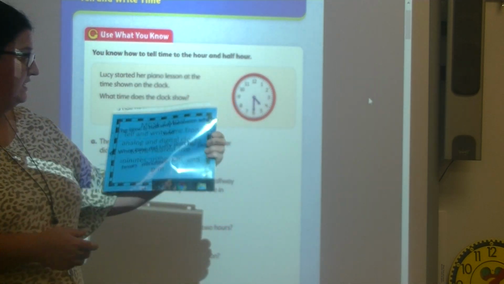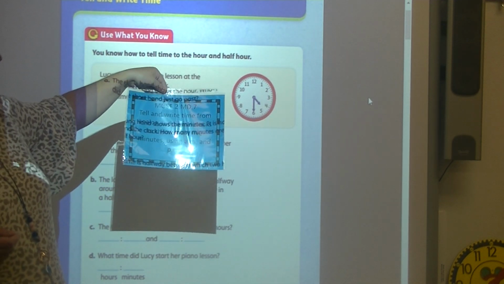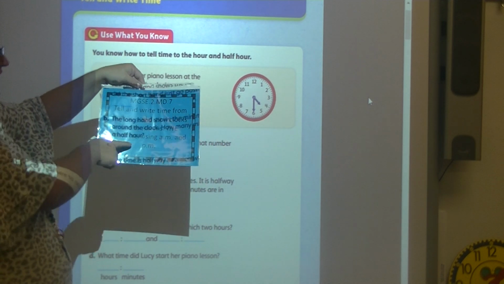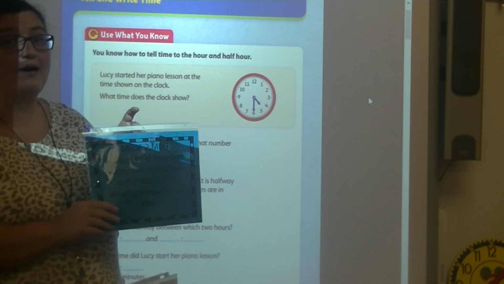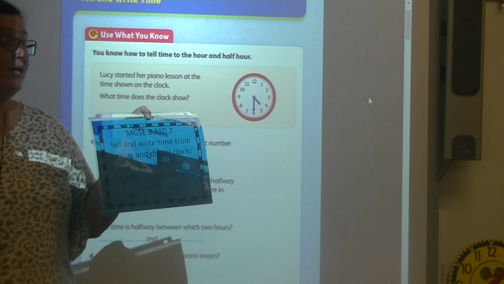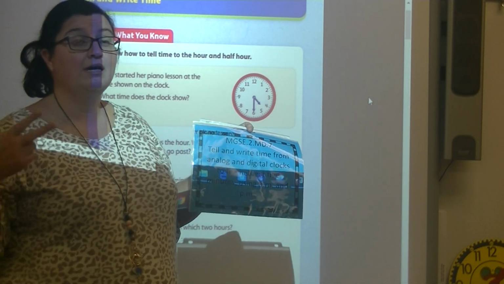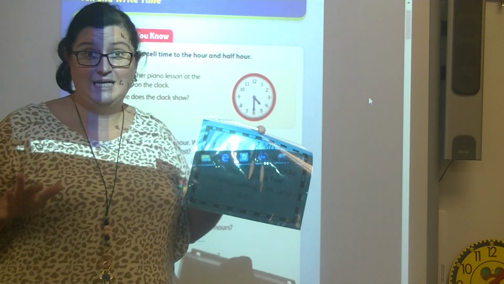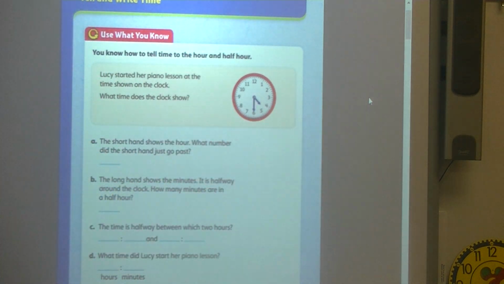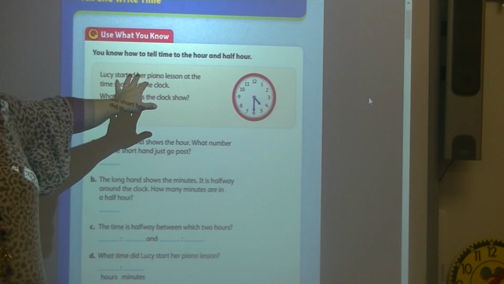So our standard says we are going to tell and write time from analog and digital clocks to the nearest 5 minutes using AM and PM. So we're going to learn a little bit about AM and PM and what those mean. All right, so we've learned to tell time to the hour and the half hour. Now we're going to move it up and learn time to the 5-minute marks. All right, so how do I tell time to the 5 minutes? That's our new goal.